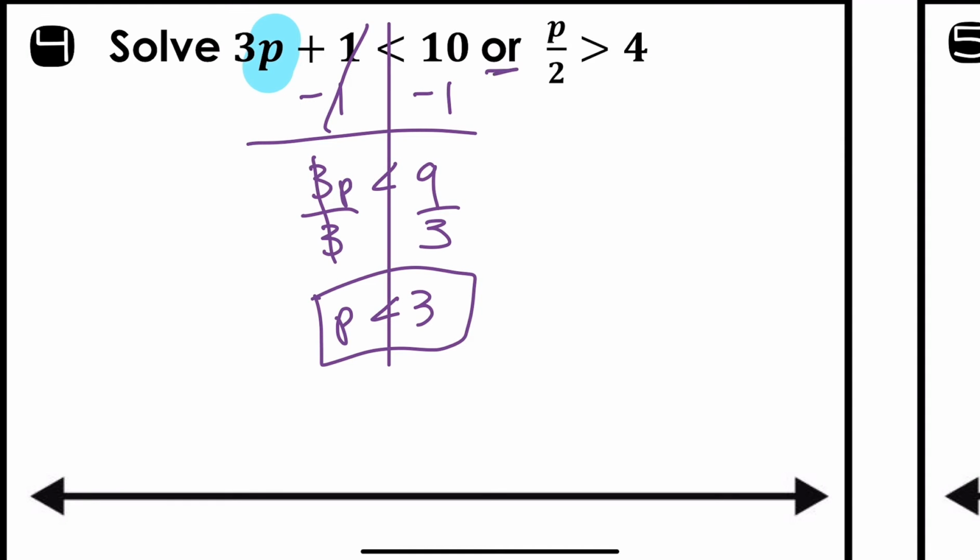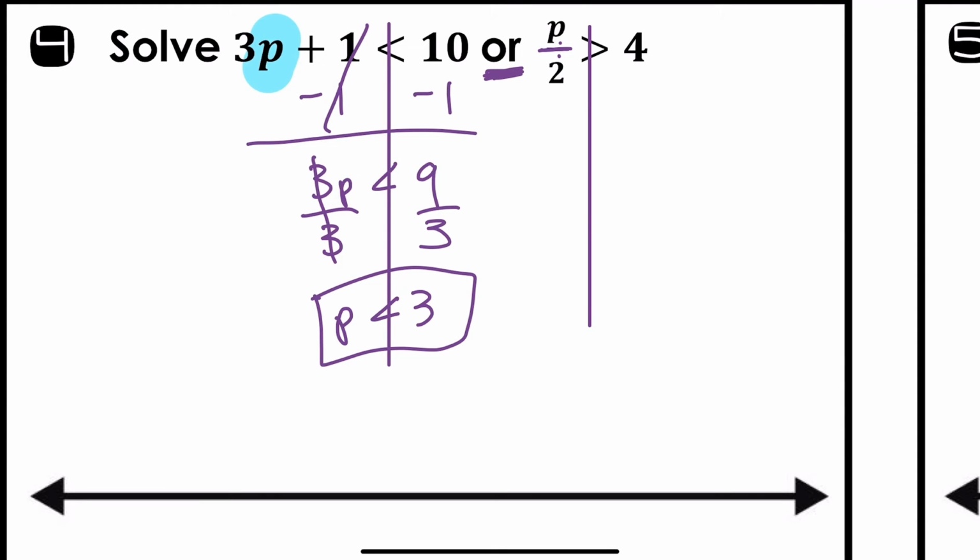Okay, then we have our or. We're going to take a look at the next one. So we have p over 2. Okay, so let me draw my line. Remember, this fraction bar is the same thing as a division symbol.